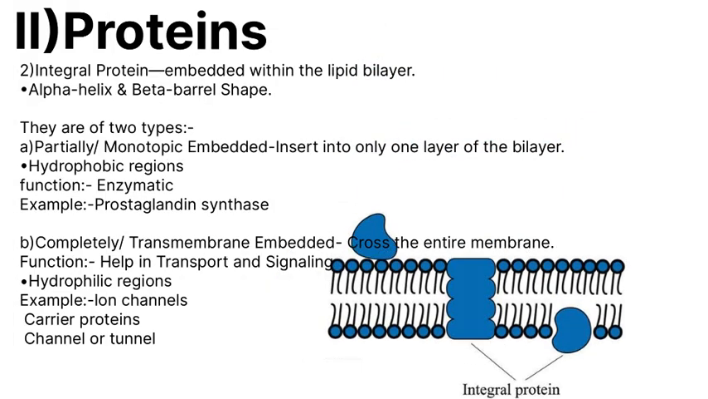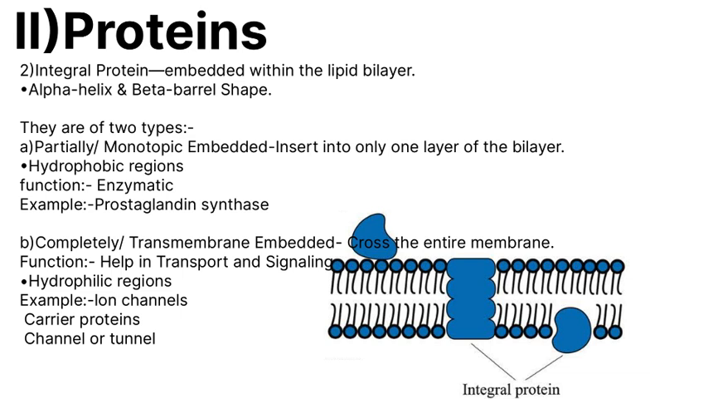Then we have integral or intrinsic proteins. As the name says, they are on the inner side of the cell membrane. They are also tightly embedded within the molecules of the cell membrane. Because of that, they can be of two types: partially embedded and completely embedded. Partially embedded, or monotopic integral proteins, are inserted only into one side of the bilayer structure of the cell membrane. They are often involved in enzymatic or signaling roles. For example, we have prostaglandin synthase, which is involved in inflammation.